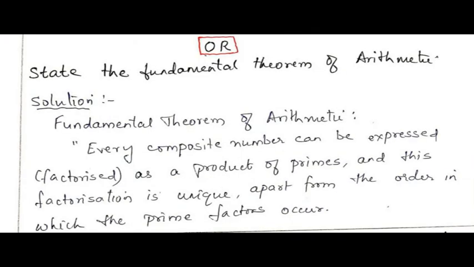Or state the fundamental theorem of arithmetic. The fundamental theorem of arithmetic states that every composite number can be expressed or factorized as a product of primes, and this factorization is unique apart from the order in which the prime factors occur.